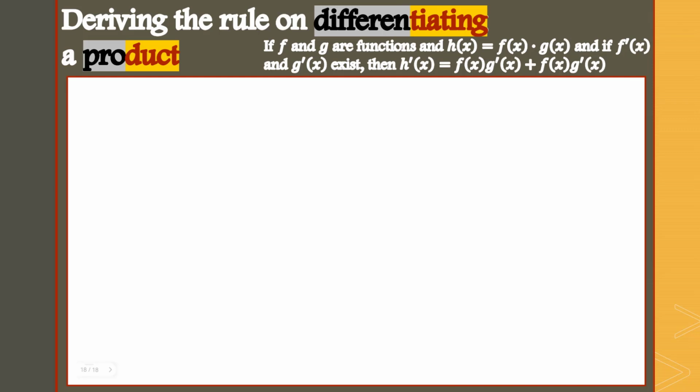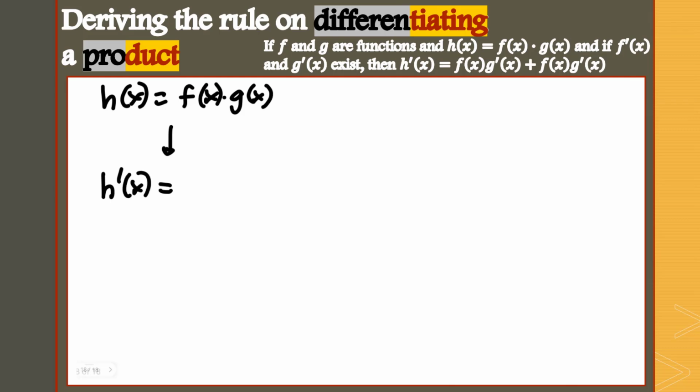It is stated that if f and g are functions and h is defined as the product of f of x and g of x, then if the derivatives of f of x and g of x exist, the derivative of h of x is just equal to the derivative of f of x times g of x plus f of x times the derivative of g of x.